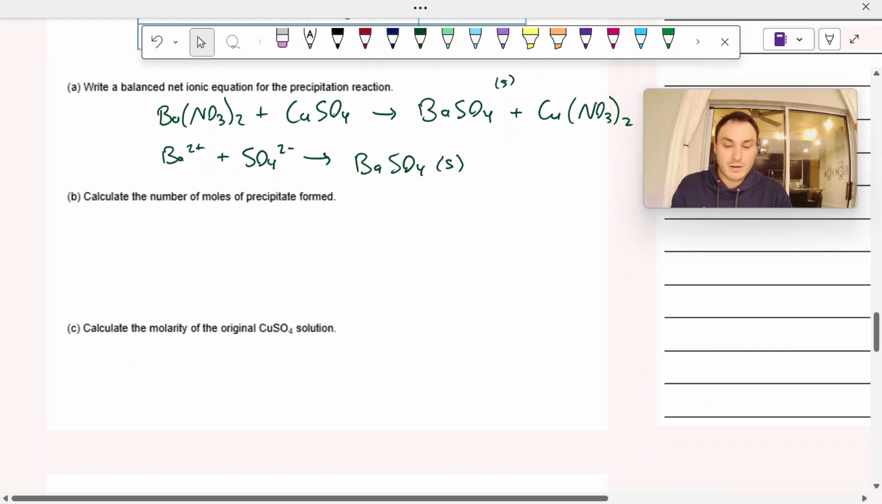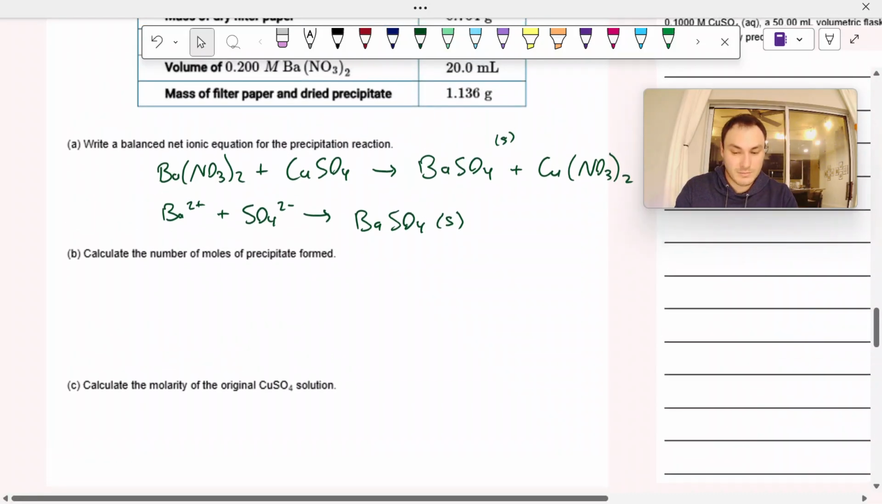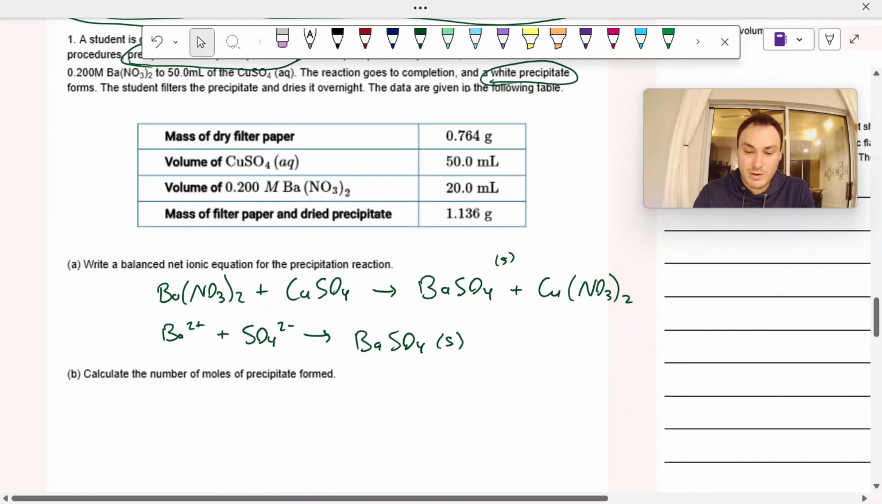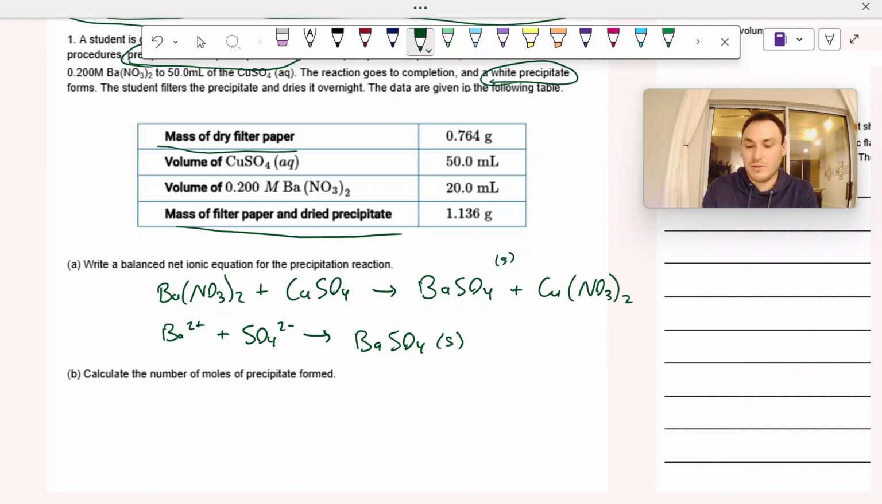All right, calculate the number of moles of precipitate formed. To calculate the moles, we need to go to this data table. So this is something you've done in your lab. We've done a precipitation reaction. We measured the mass of the dry filter paper. We measured the mass of the dried filter paper and the precipitate. To get the amount of precipitate formed, it's going to be this number minus this number.